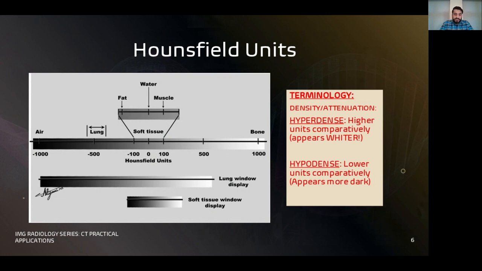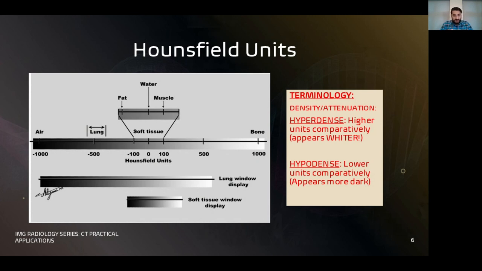It's good to get used to the terminology. In CT scans, we look at densities or essentially attenuations, and they're both the same thing, really. So the higher the density, the whiter it appears on a CT scan, and the lower the density, the darker it appears on a CT scan. So we refer to that as hyperdense and hypodense, all right?